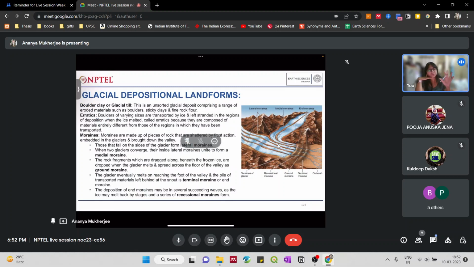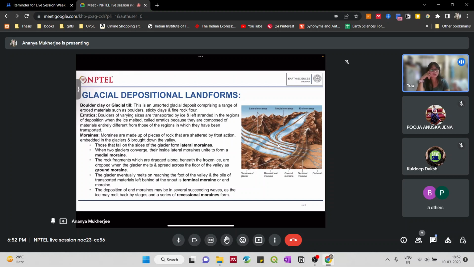So now we come to the glacial depositional landforms. Yes, the fjords of Norway are very majestic in nature. If you ever have a chance, please do go visit, they are very famous.